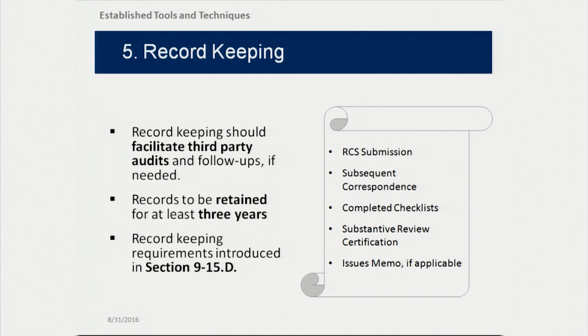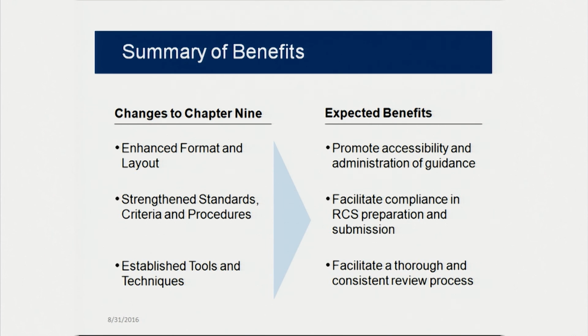Finally, the last change is the requirement for record keeping, as required under Section 915D of the revised chapter. HUD now requires that relevant submission and review documentation, as noted in this slide, must be retained for at least a period of 3 years by all HUD and PBCA reviewers.